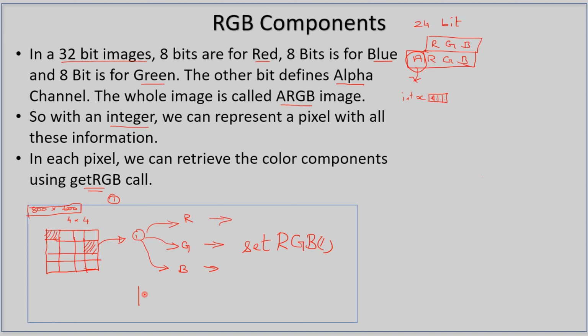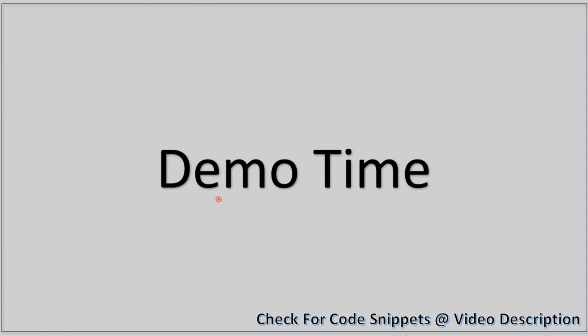And if you have an image of, let's say, 900 by 300, you can scan each pixel, do the manipulation and put back the pixel. That way you will be doing the image manipulation. Alright, so now let's go to the demo to understand how pixels work in an image.